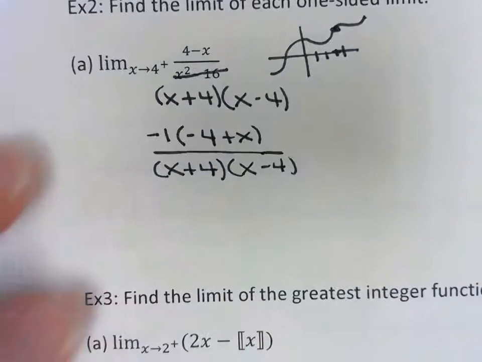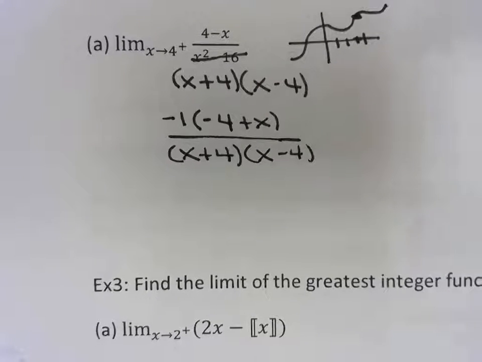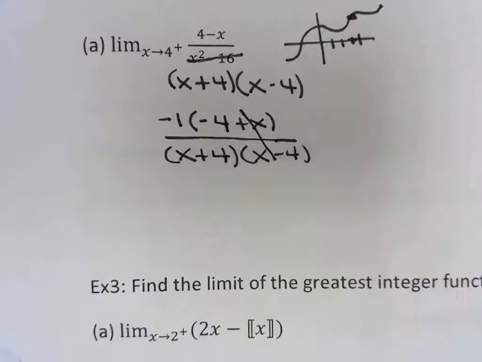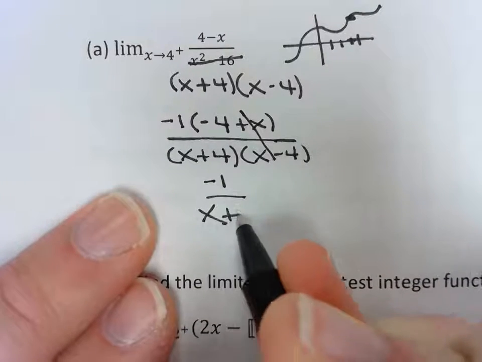If I factor out a negative 1 on the top, that'll give me negative 4 plus x. It's the exact same thing. If I distribute a negative 1 through, I'd get the same thing. I'm just rewriting it so I can work with it. So now, what's going to cancel? The x minus 4s. So I'm left with negative 1 over x plus 4.